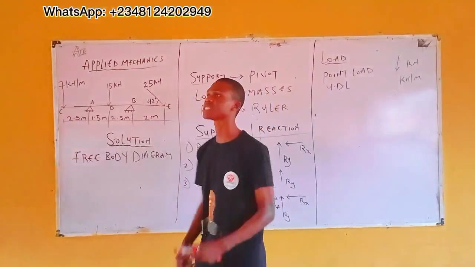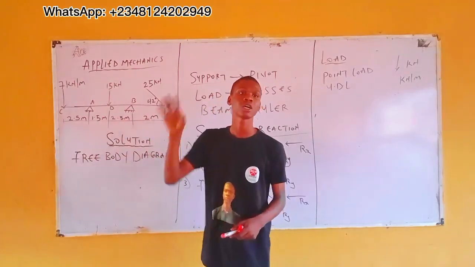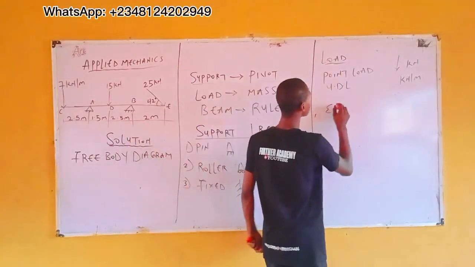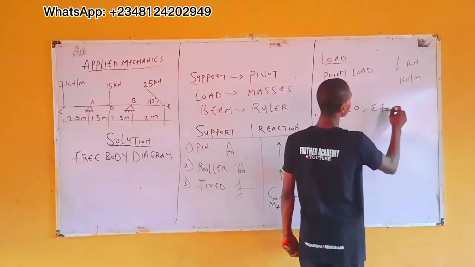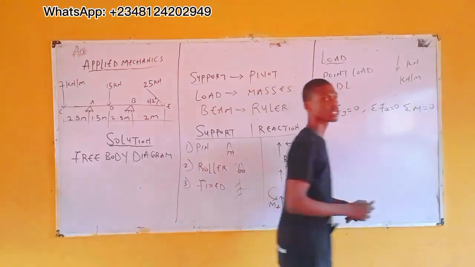So what it means is that to get this support reaction, you are considering the conditions of equilibrium, and there are just three. Summation of Fy equals 0, summation of Fx equals 0, and summation of moment about any point equals 0.